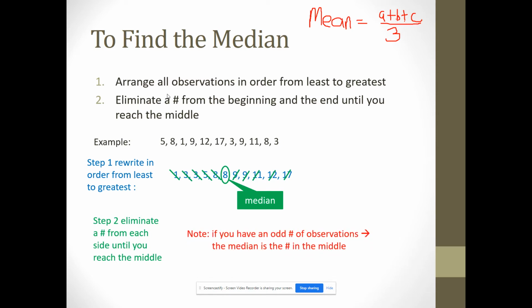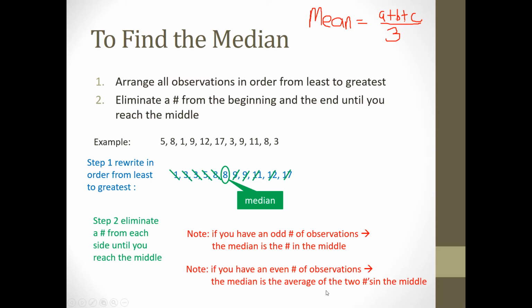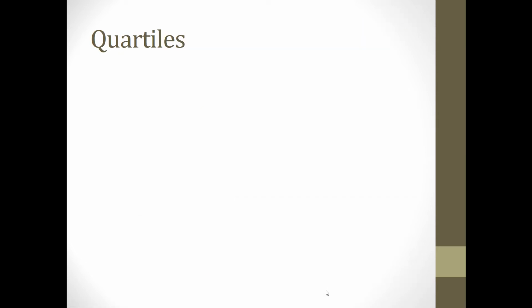If you have an odd number of observations, the median is the number in the middle. If you have an even number of observations, then the median is the average of the 2 numbers in the middle.